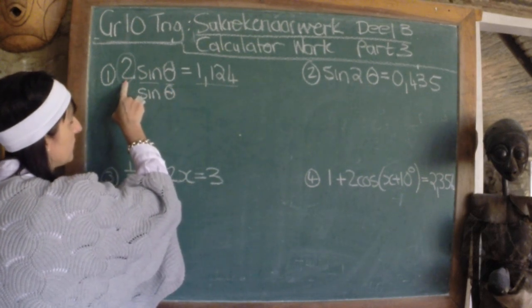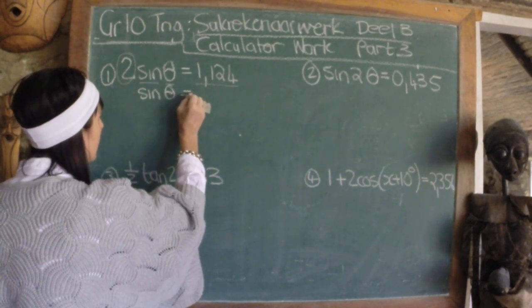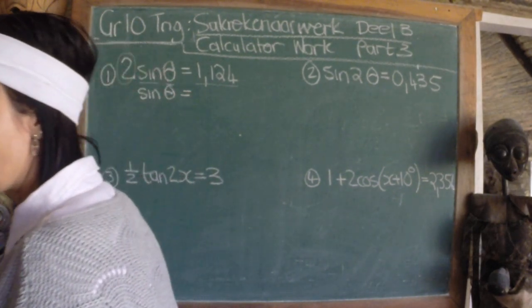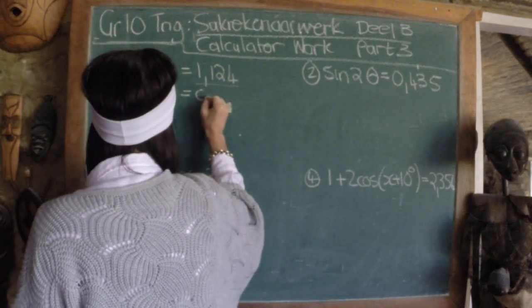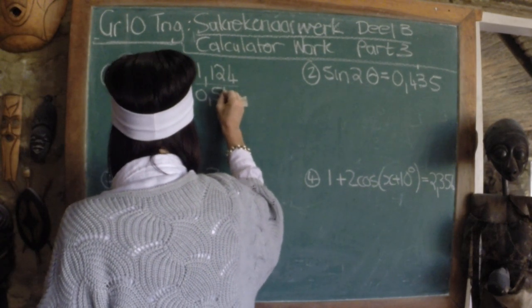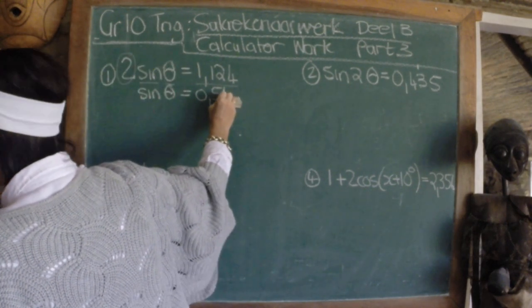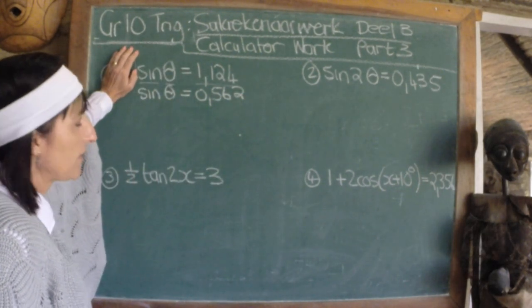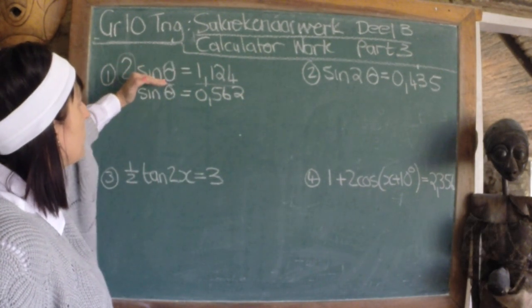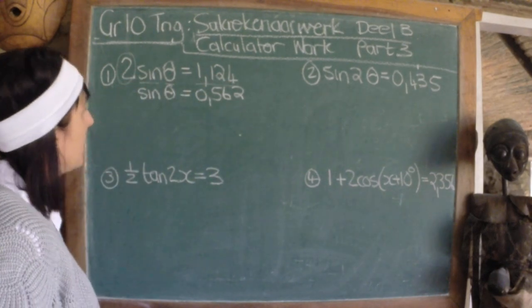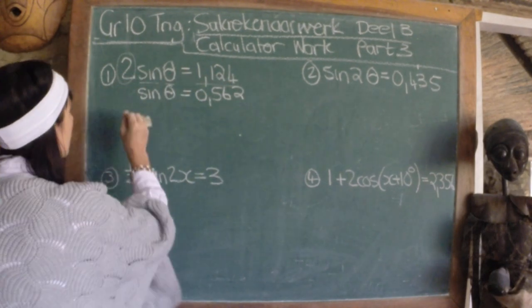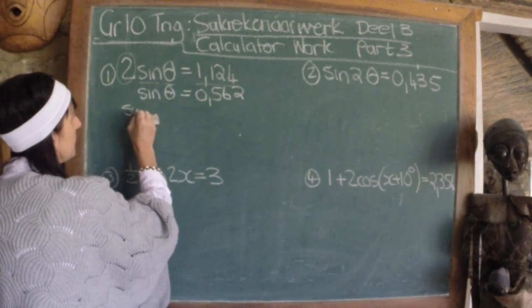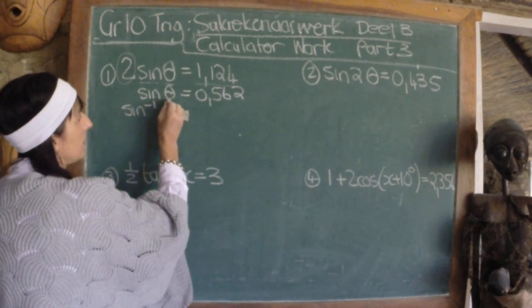If I divide with 2 there, it equals 1. And if I divide with 2 there, my answer is 0,562. So I got rid of the 2 mathematically by dividing with 2 on both sides. Now I am ready to put my calculator in second function. There I put it in second function.